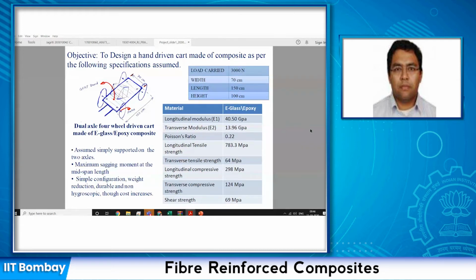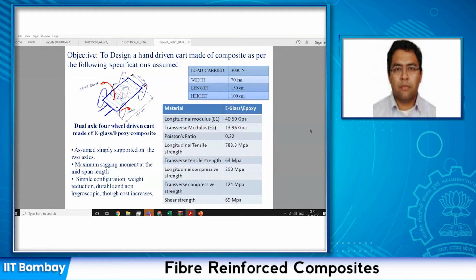So based upon the human considerations, the load that can be carried is approximately 3000 Newton, and I've kept the dimensions which are traditional. The width is 70 centimeter, the length is approximately twice that of the width, and the ground clearance has been kept at approximately 100 centimeter. This ground clearance is to avoid any toppling on sloped floors, and also such that there isn't any line of sight blockage for the man who is pushing it.